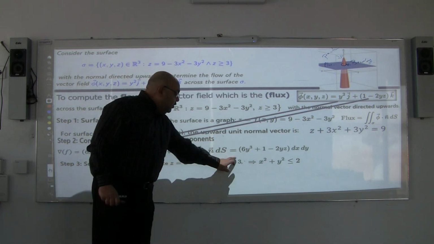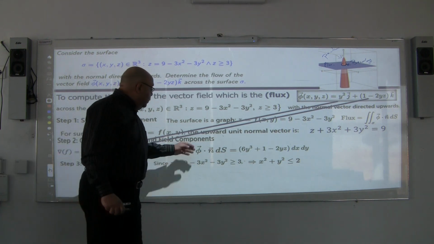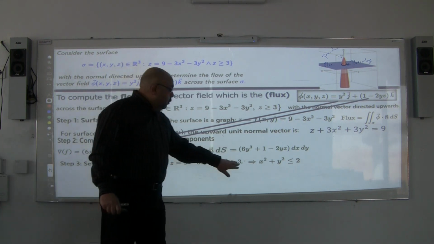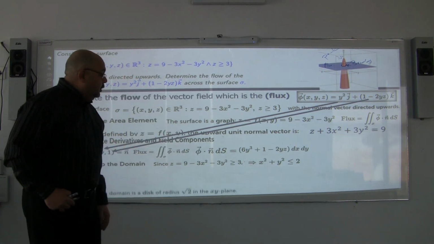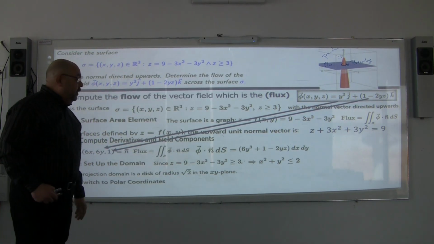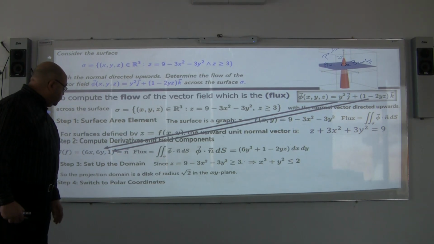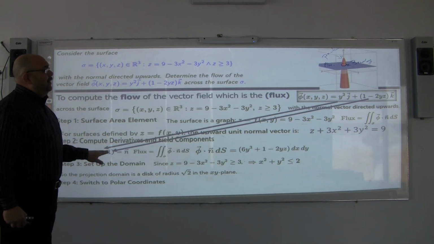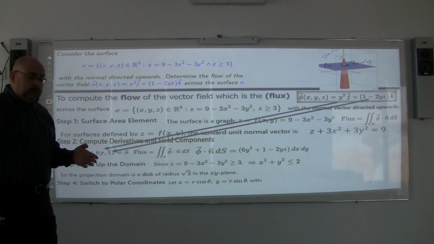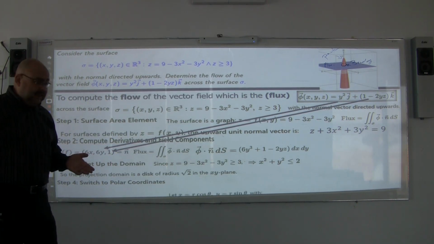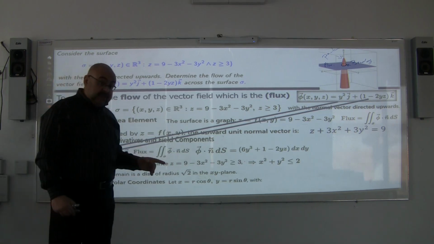Moving to the other side, it's going to be negative 6. Dividing by negative 3, you will have this equation, which is a disk, x squared plus y squared less than or equal to 2, and the radius will be root 2. In order to handle this disk, it's a good idea to move into polar coordinates, as we did exactly in the previous example.